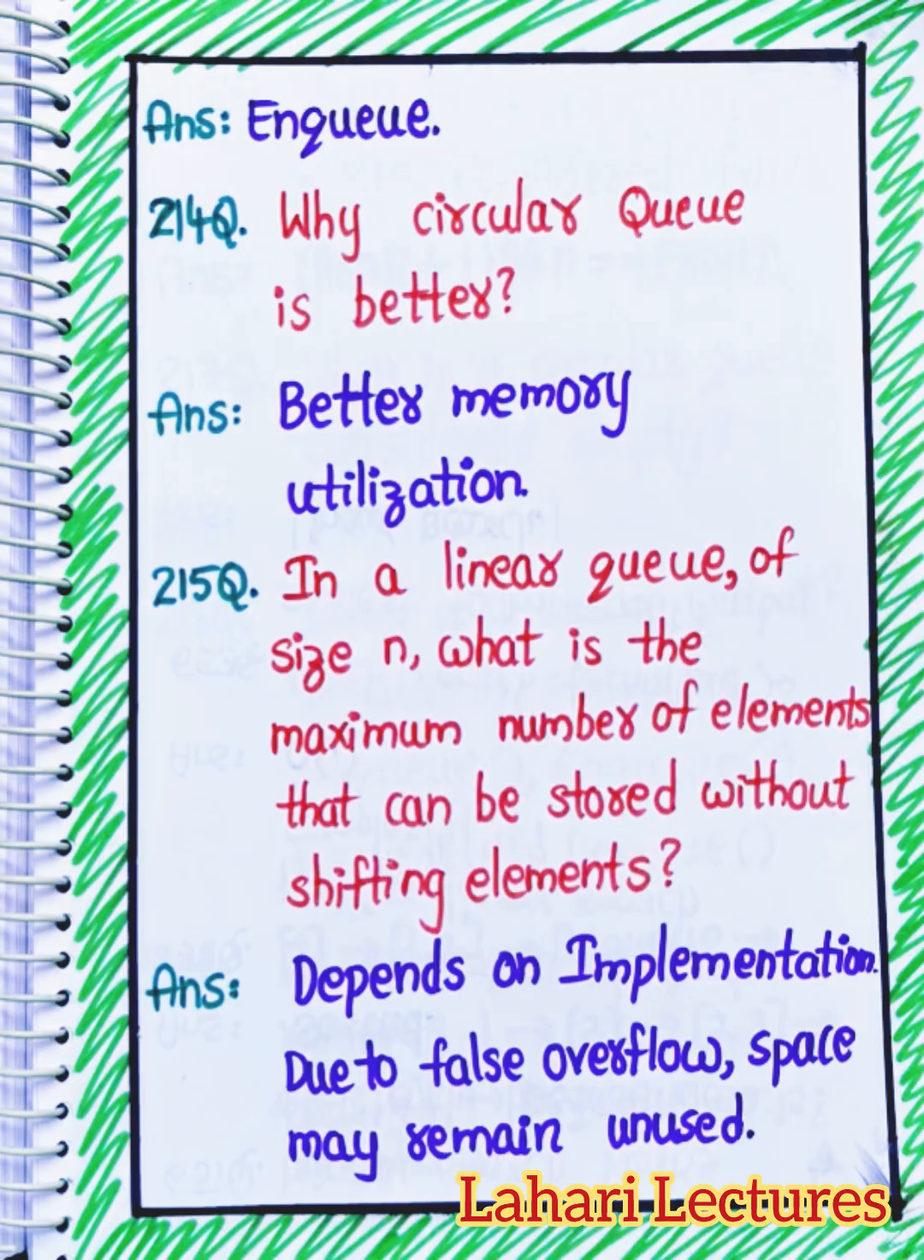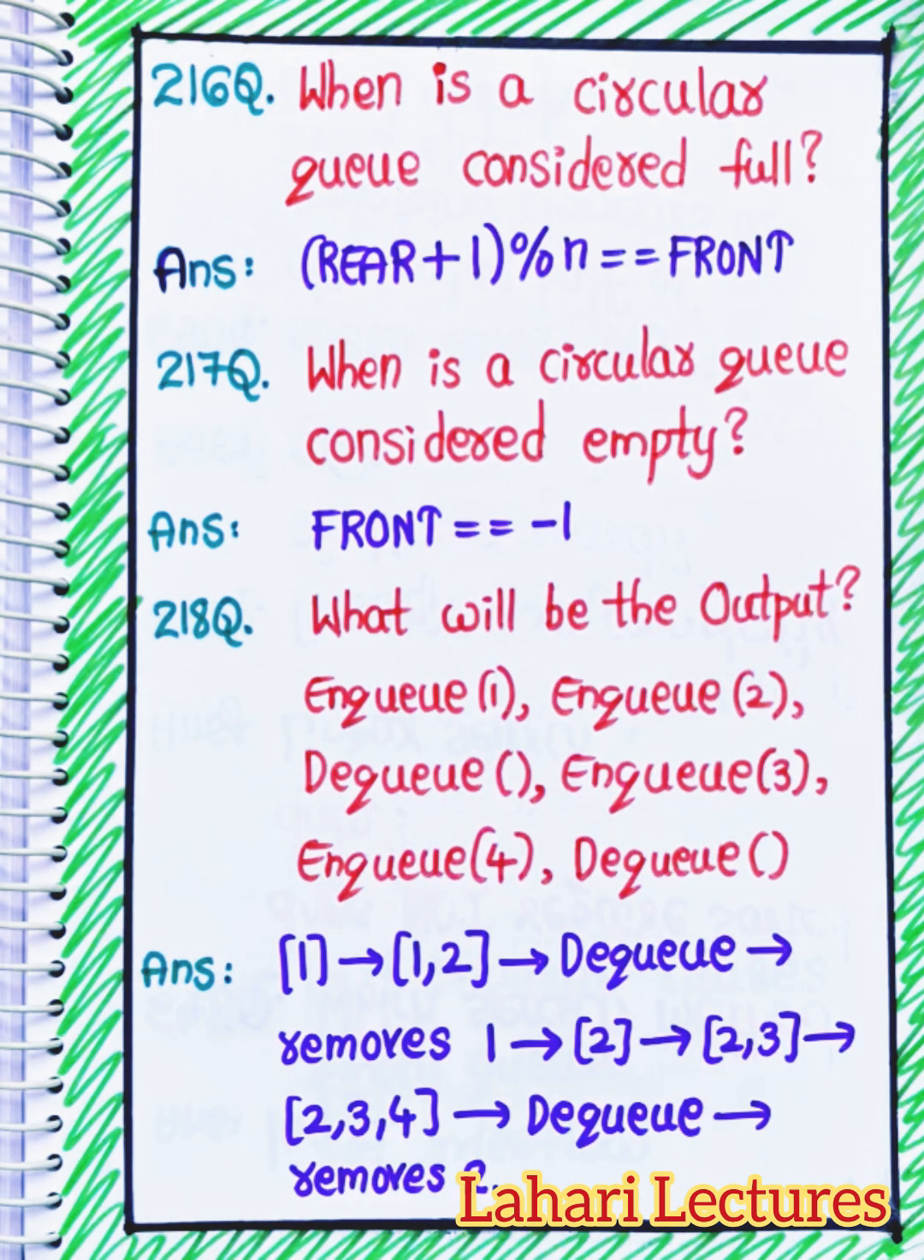Depends on implementation. Due to false overflow, space may remain unused. When is a circular queue considered full? That is rear plus 1 percentage n equal to front. Next question, when is a circular queue considered empty? Front equal to -1. Next question, what will be the output?